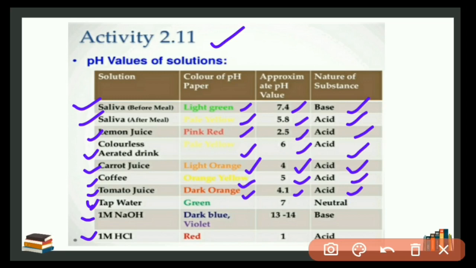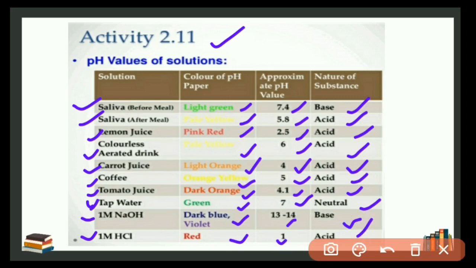In tap water we obtain a green color. It means the pH value is 7 and its nature is neutral. In 1 mole of sodium hydroxide we get a dark blue and violet color, and its pH value is 13 to 14. It means it is a strong base. In 1 mole of HCl we get a red color and its pH value is 1. It means it is a strong acid.